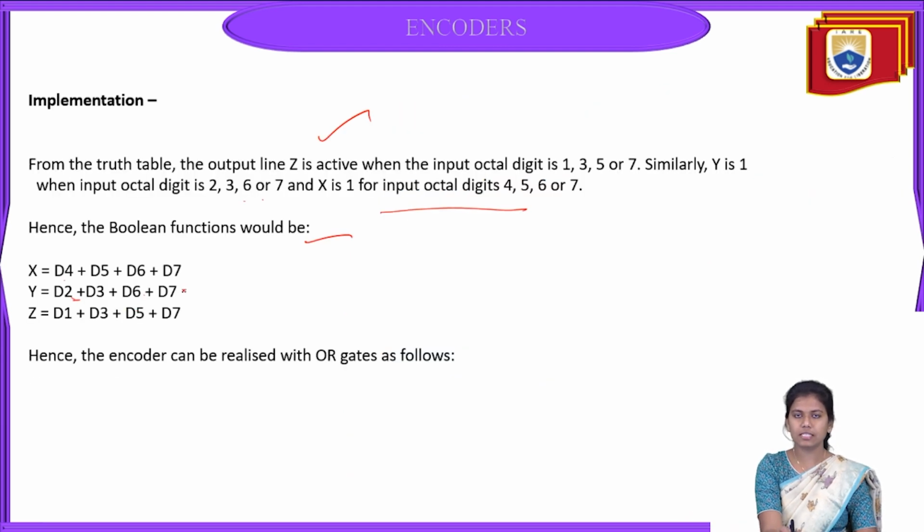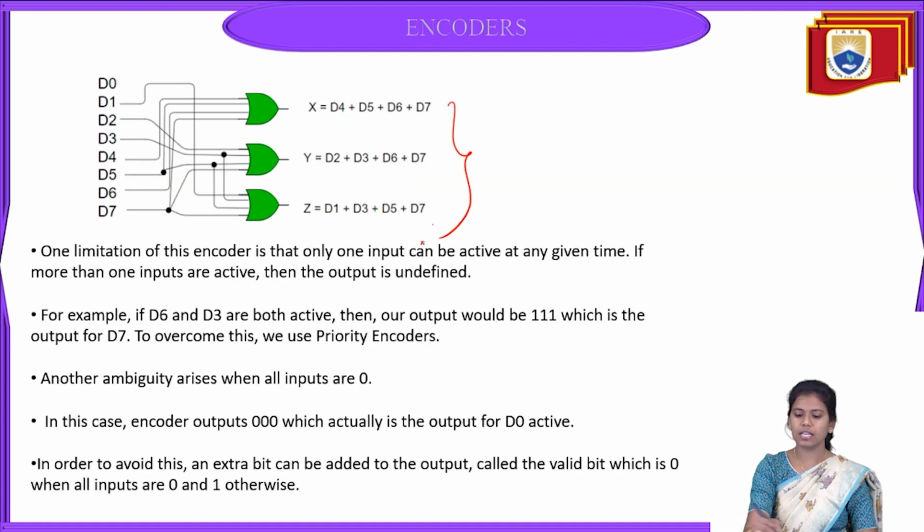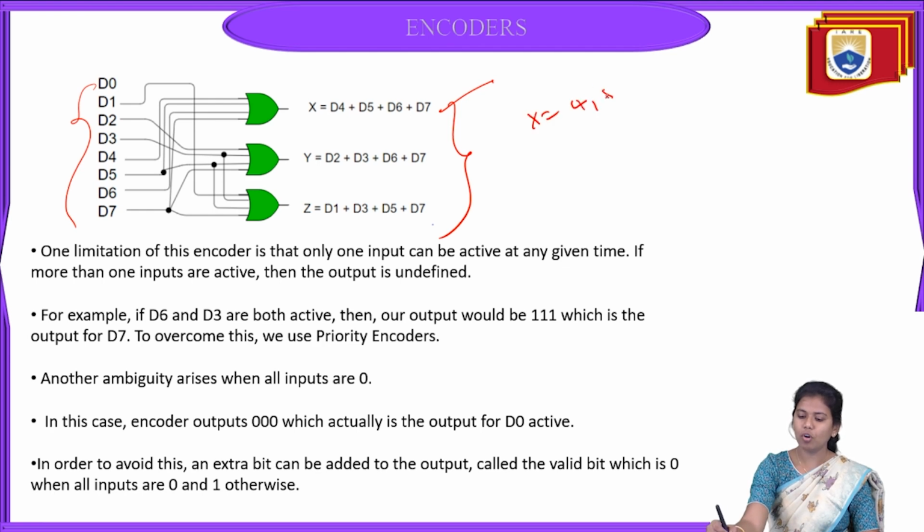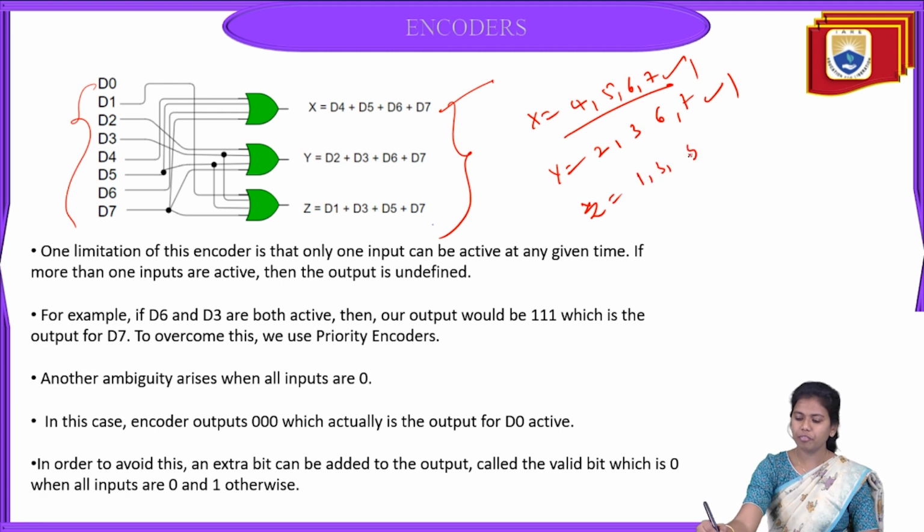So D2, D3, D6, D7 and Z is 1, 3, 5 and 7. Hence the encoder can be realized with OR gates as follows. This is the circuit diagram with respect to the gates. All these are my inputs D0 to D7, and for Y at X equals 4, 5, 6 and 7 the outputs are high, and for Y, 2, 3, 6, 7 high, and for Z, 1, 3, 5 and 7 the outputs are high. So all these are given to OR gates.